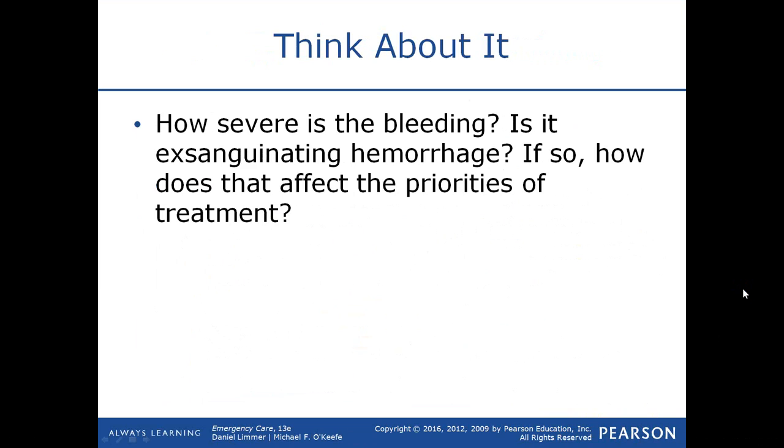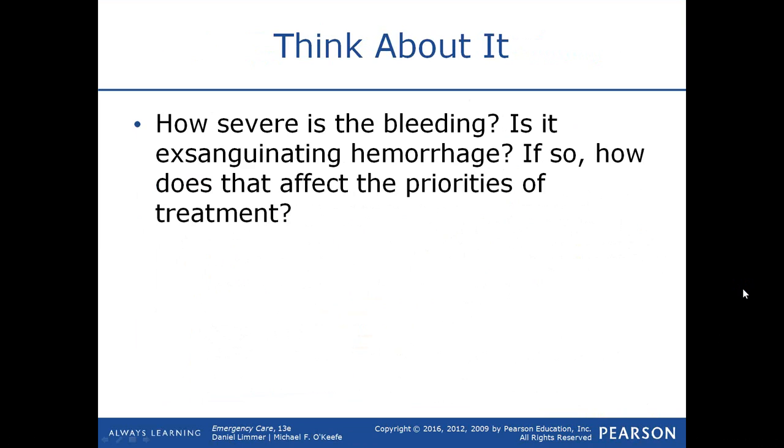So, you have to ask yourself these questions. How severe is this bleeding? If it's massive, if it's spurting with every beat of the heart, I need to control it right now. Severe massive bleeding is also called exsanguination. So we don't want the patient to exsanguinate. We don't want them to bleed to death. And this may be our top priority.